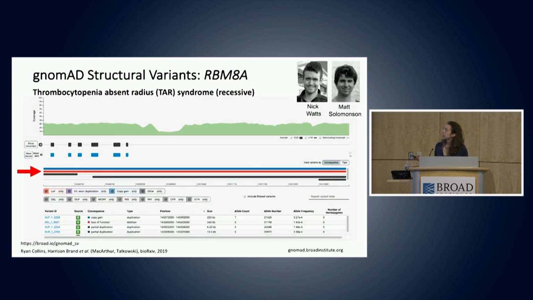So this is what the SV browser looks like, and again, at the top, you just flip over to the SV browser from the main site. So this is the gene RBM8A, which is a recessive disease gene for thrombocytopenia absent radius, or TAR syndrome. And most people with this condition have a common deletion that's seen in the general population in trans with a rare single nucleotide variant.